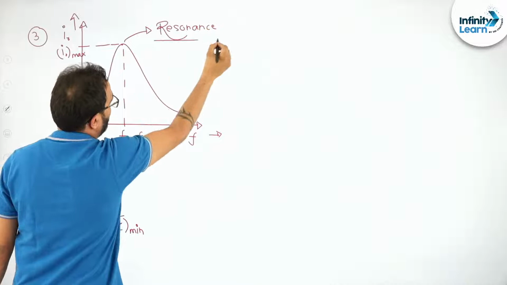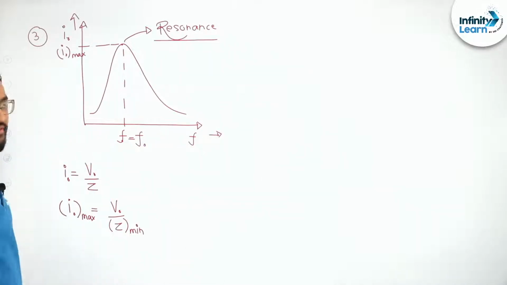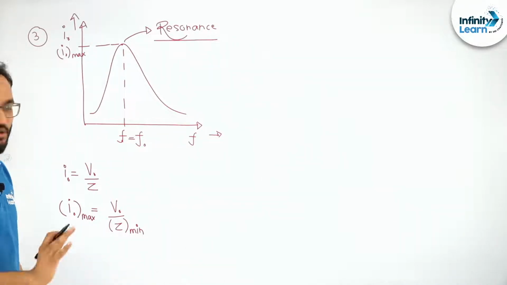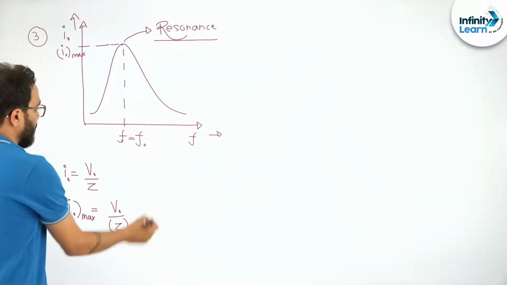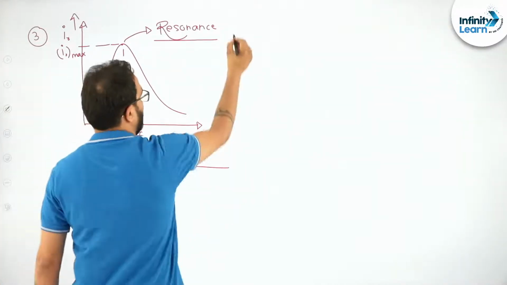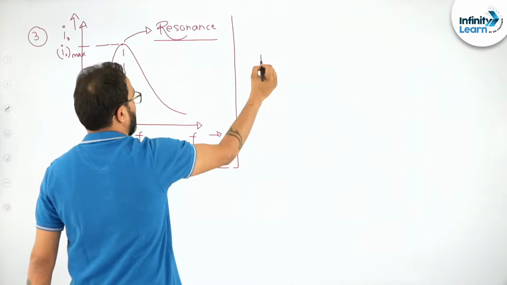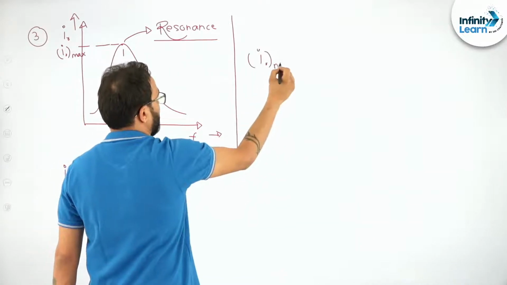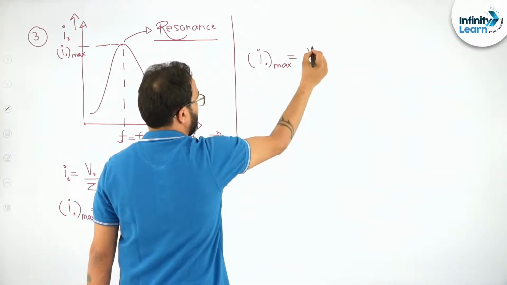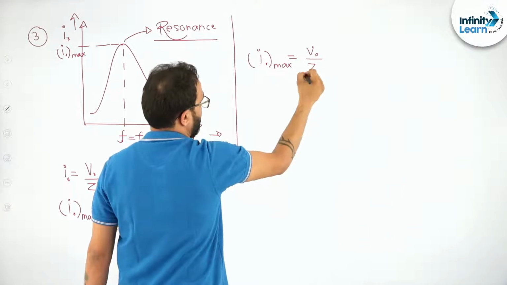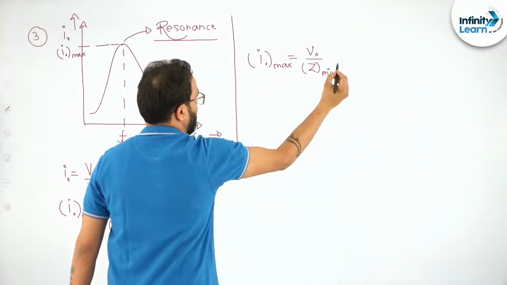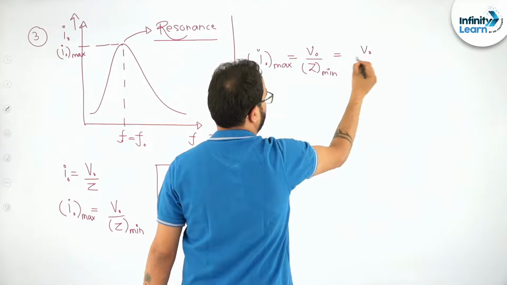Now it obviously has some importance, that is why we are studying it. I will tell you one application of this particular concept, no worries. So I hope you understand this. Now one more thing here, see, I naught max is equal to V naught by Z minimum, and what is Z minimum? Z minimum is equal to R, right.